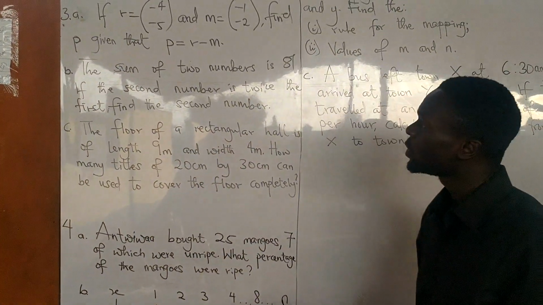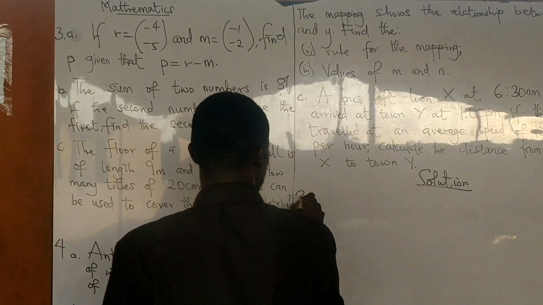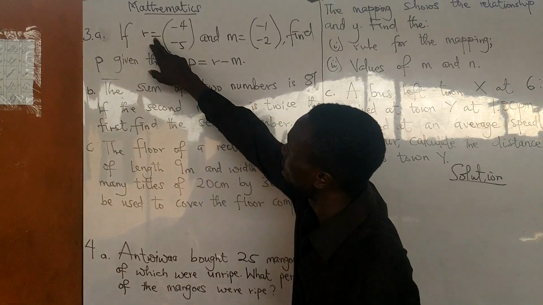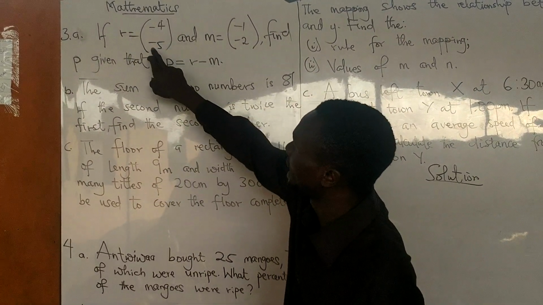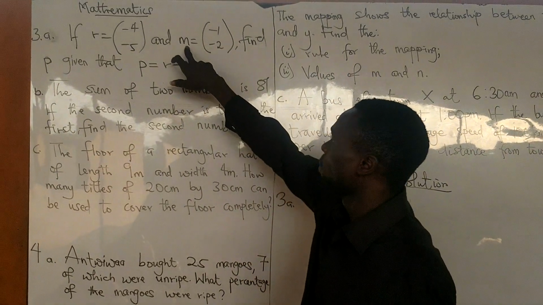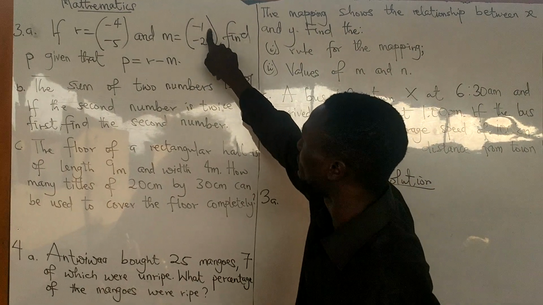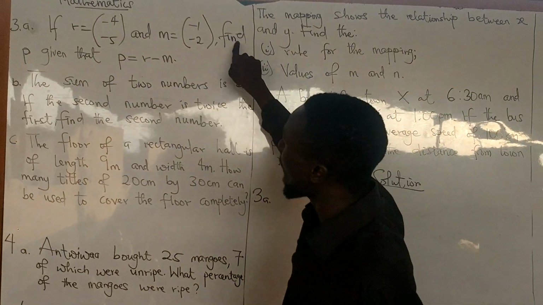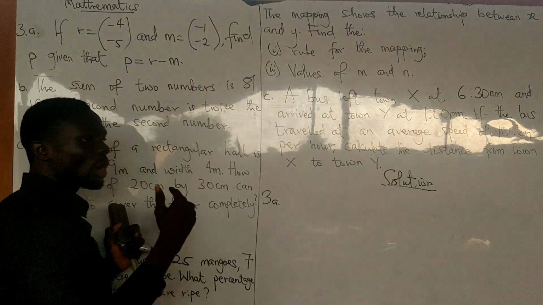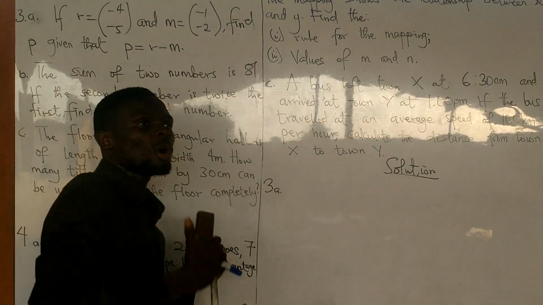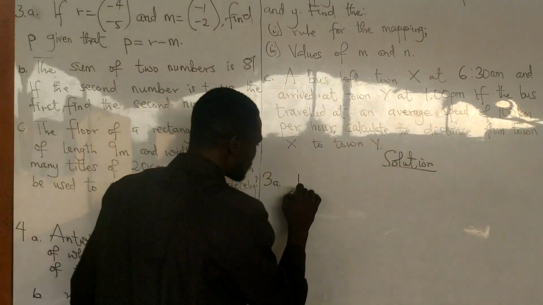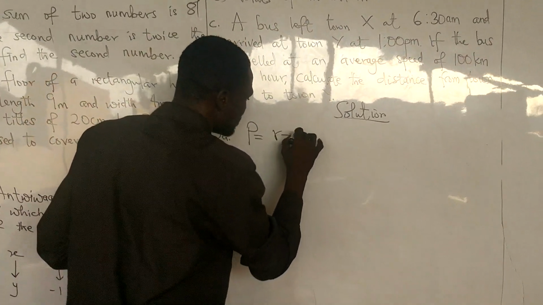Good. So when we take question 3a, it says, if r is equal to the vector negative 4, negative 5, and m is the vector negative 1, negative 2, find p, given that p is equal to r minus m. So with what we have been given, we are to find the value of p. So we will say p is equal to r minus m.